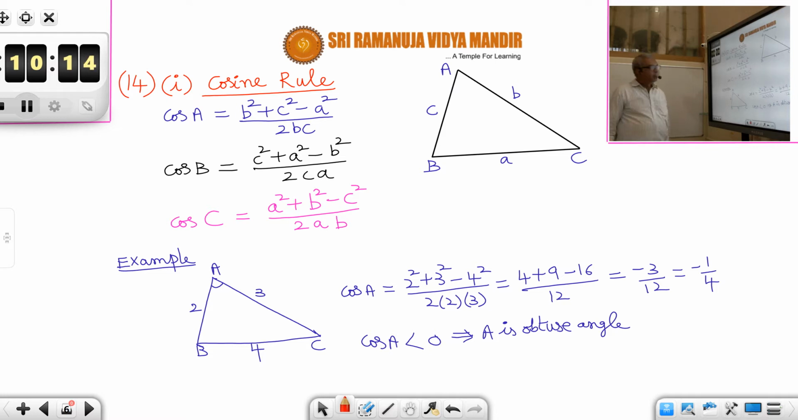Okay, next, 14th point. In this there are 2 points. First point is the cosine rule. Here I have drawn a diagram.